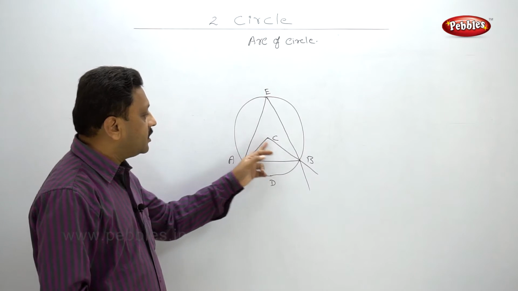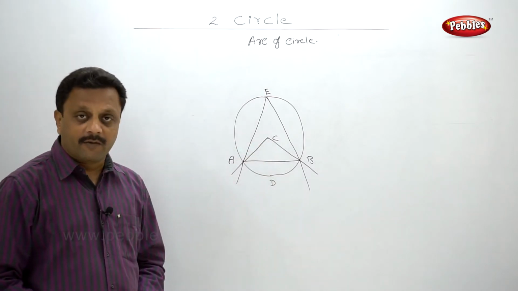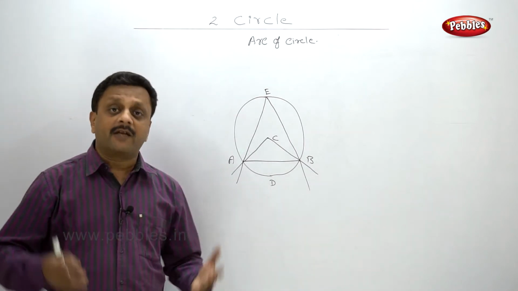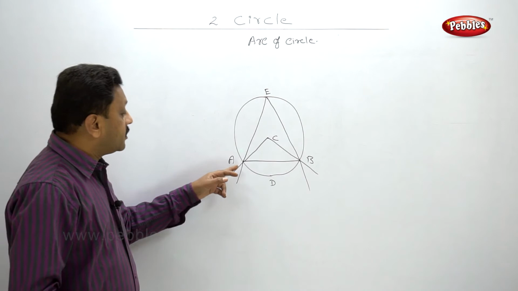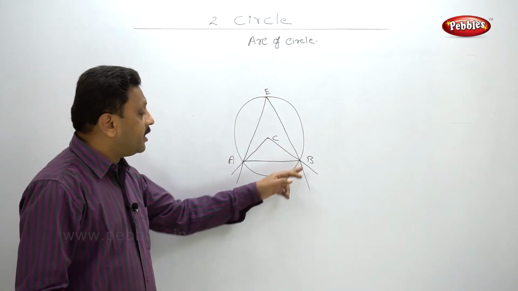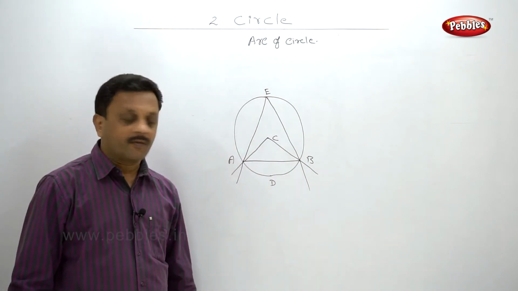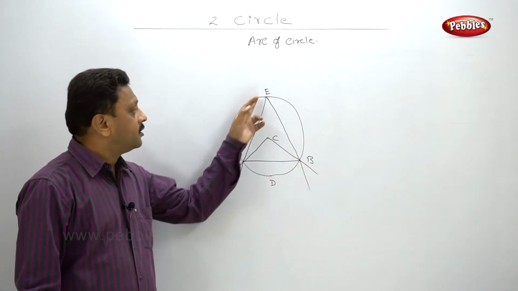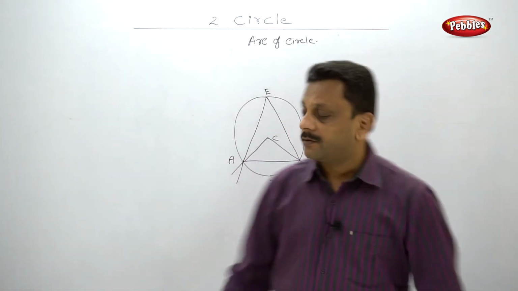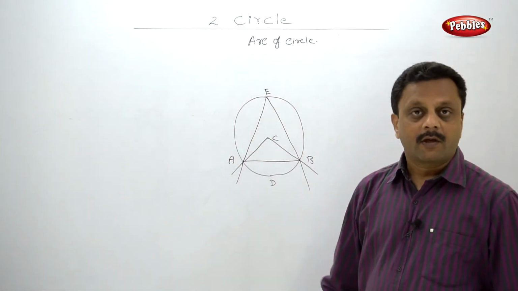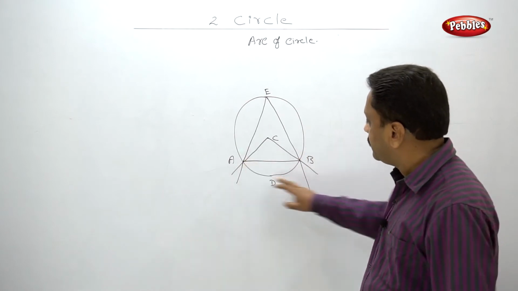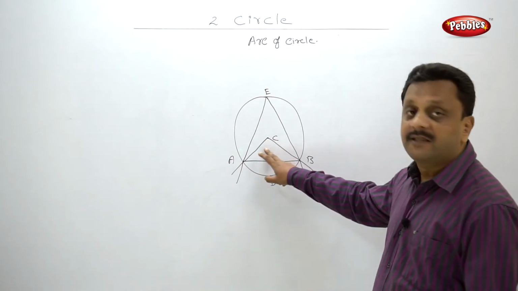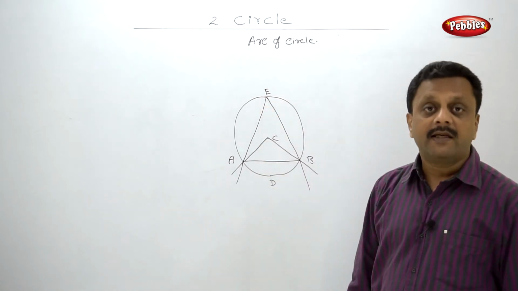And this C, since it is starting at the center of the circle, I will say this is the central angle, or in other words, I can also call it an angle subtended by arc ABD at the center. So this arc is subtending two angles, one at the center and one on the periphery, that is here. But the arc is the same. The arc is the same, but it is subtending two angles. One is at the center C and one is here, angle E.